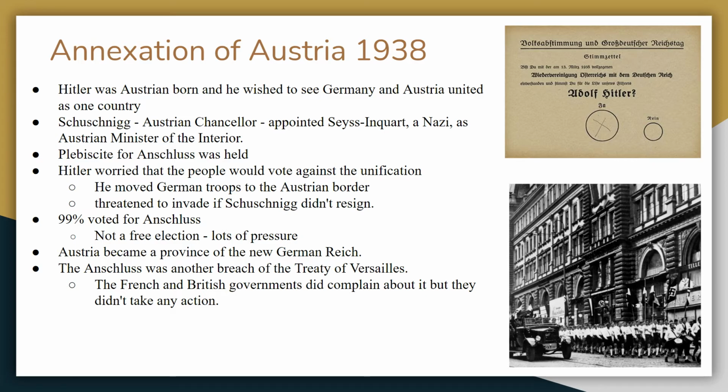And so with all of those pressures, with the Nazi being appointed Minister of the Interior, with the voting ballot that was kind of rigged, it turned out that of all the people that voted, 99% of them voted for the Anschluss. But like I said, the election was totally not free. There was lots of pressure. And then Austria became a province of the new German Reich. Okay? So that is a clear break of the Treaty of Versailles.